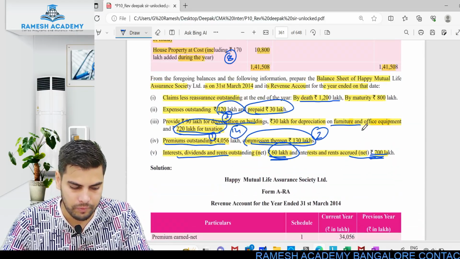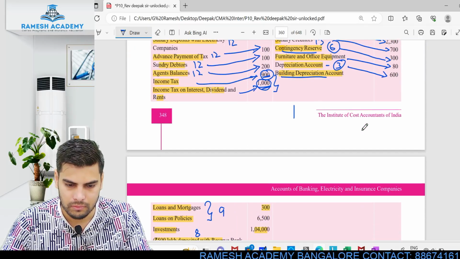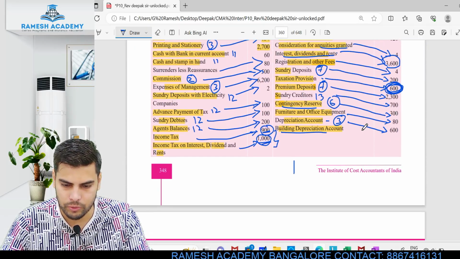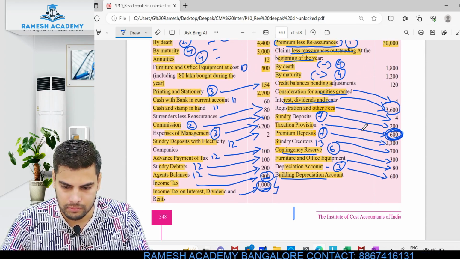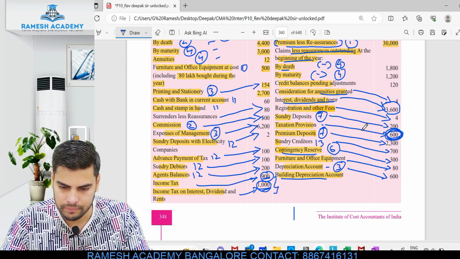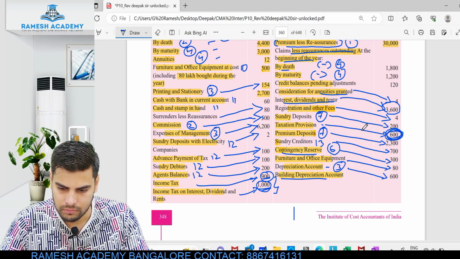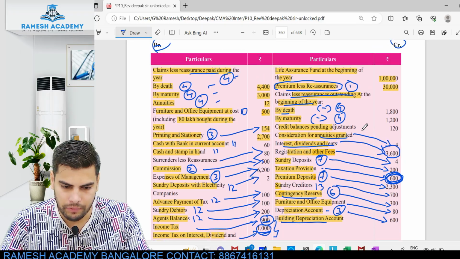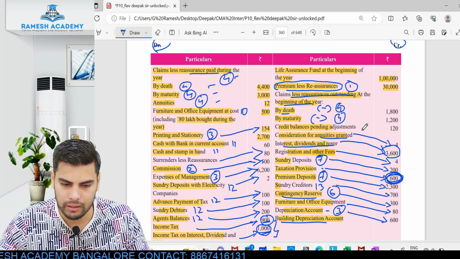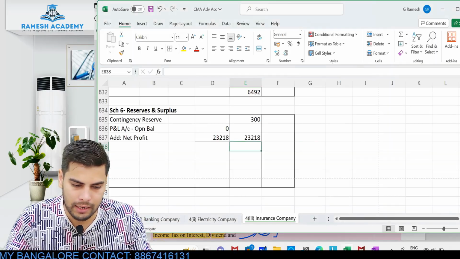Is there any other information? Any other reserve which we have? Cross check once. Any reserve, any fund? Yeah, here they have given one fund, right? So life assurance fund at the beginning. Okay, so it is 1 lakh.